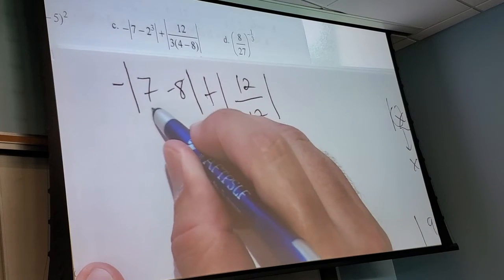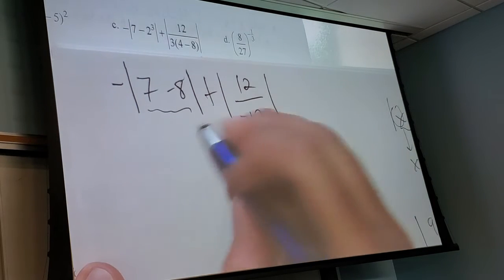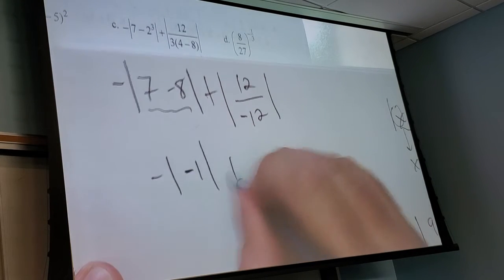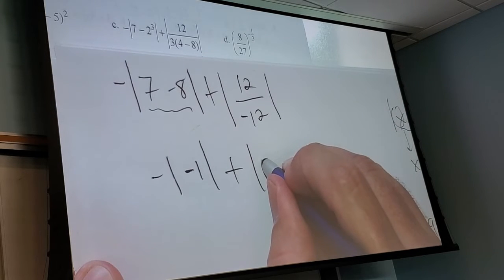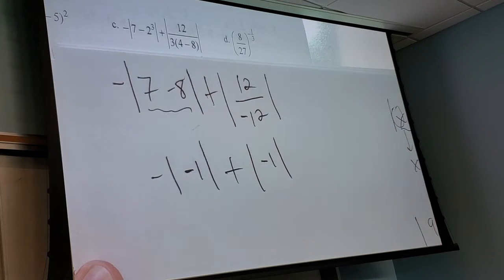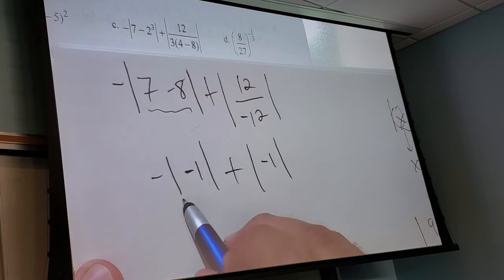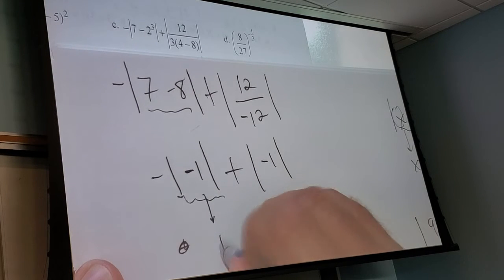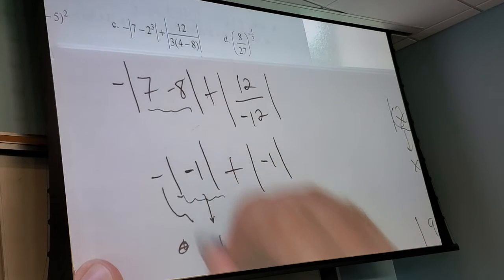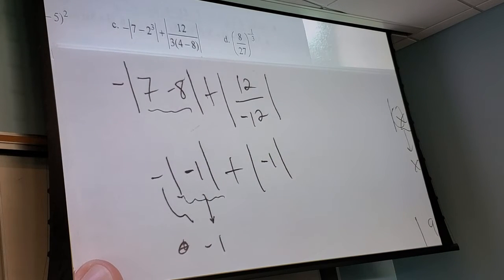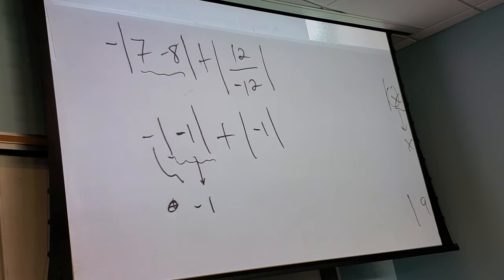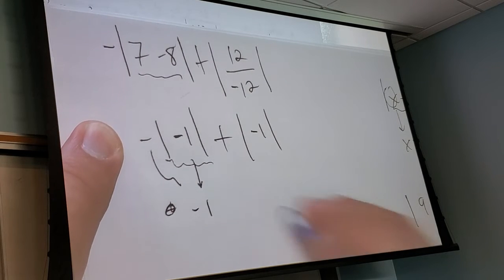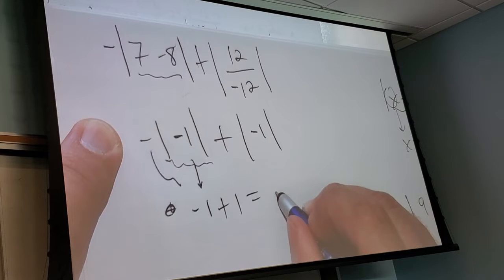All right, so am I done in here? Nope. So what's 7 minus 8? Negative 1. Plus, and what's 12 divided by negative 12? Negative 1. And so what does this become? Yeah, so this becomes 1, correct? And then there's a negative sign outside. Is that cool? So that is 1. Then you put a negative on it. Plus 1, 0.